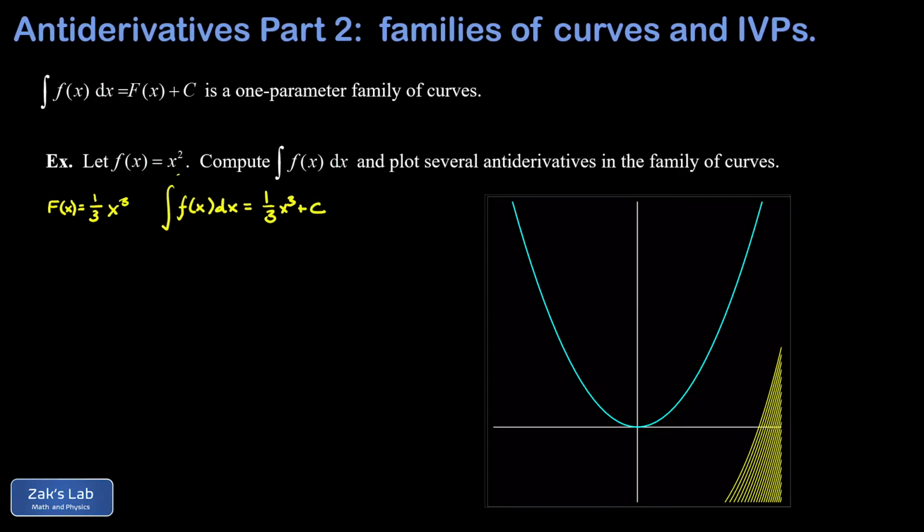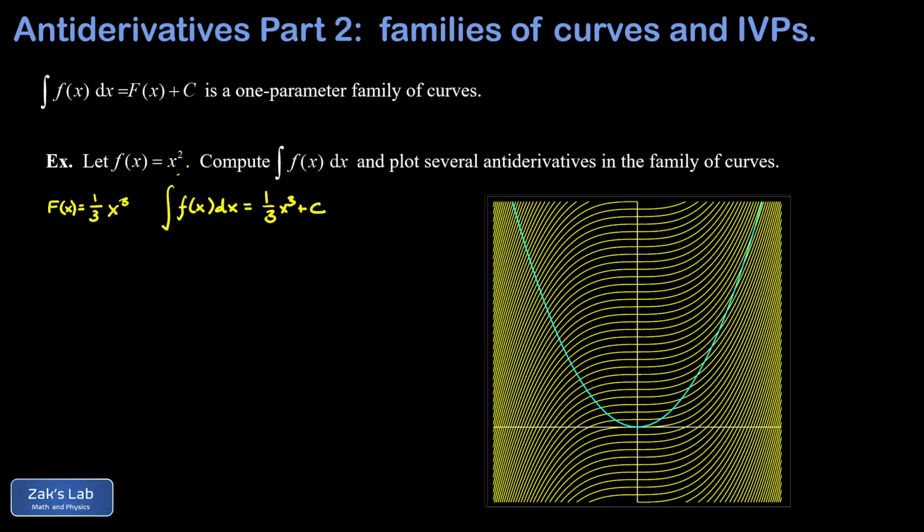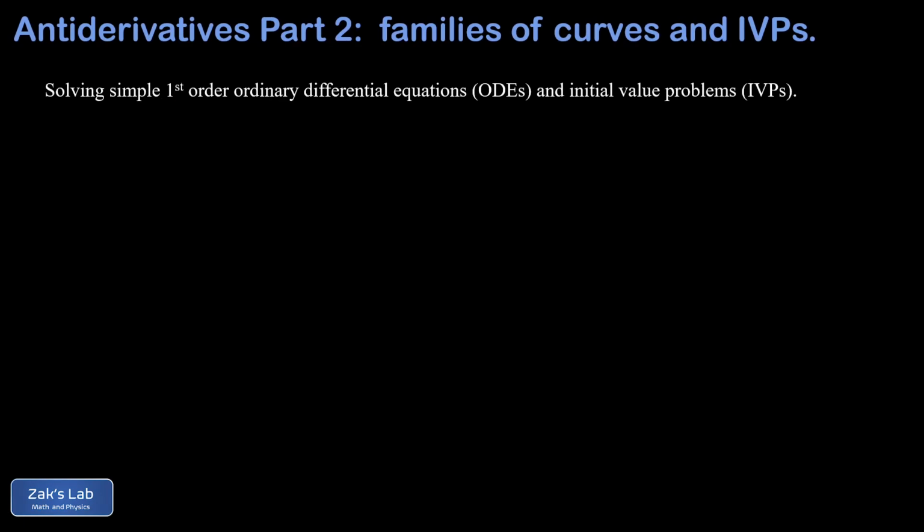So we plug in a bunch of different values of c and fill the plot with this one-parameter family of curves. And we can see from the plot that every one of these curves in the family has the same slope at the same values of x, because each of these curves is simply a vertical shift compared to any of the others. Next, the antiderivative can give us the solutions to a certain class of simple ordinary differential equations. Those are also called ODEs, and initial value problems.